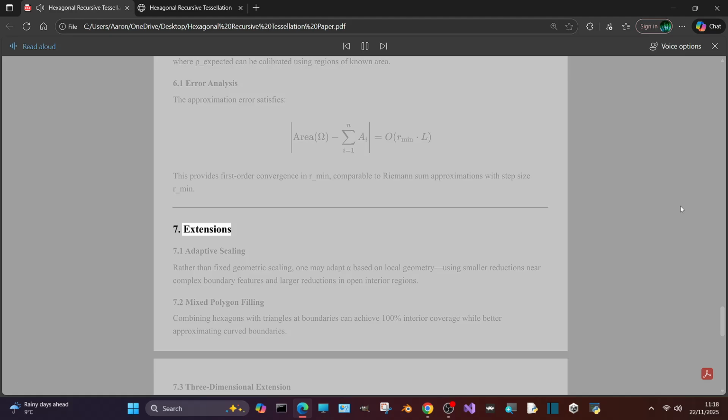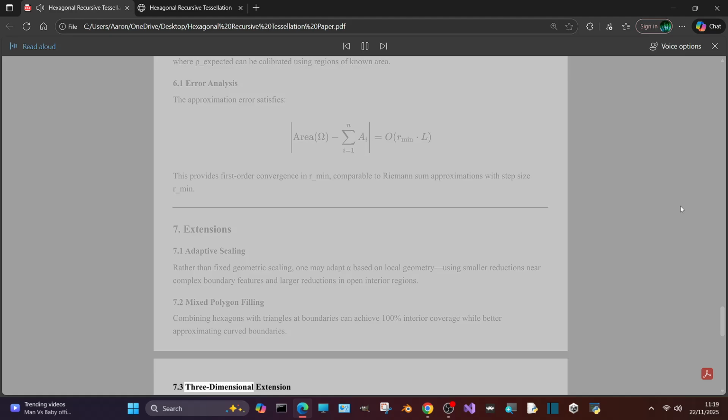7. Extensions. 7.1 Adaptive scaling. Rather than fixed geometric scaling, one may adapt alpha based on local geometry, using smaller reductions near complex boundary features, and larger reductions in open interior regions. 7.2 Mixed polygon filling. Combining hexagons with triangles at boundaries can achieve 100% interior coverage while better approximating curved boundaries.